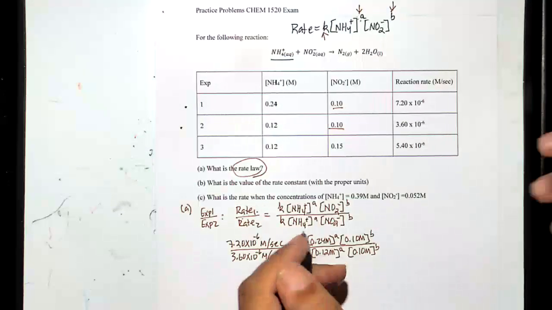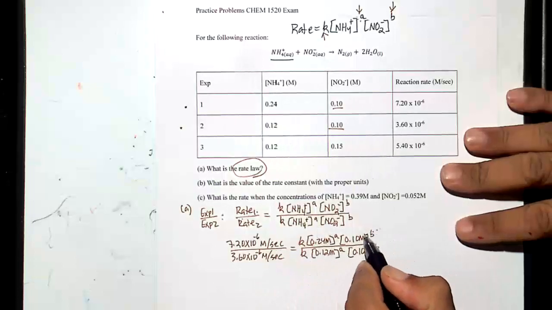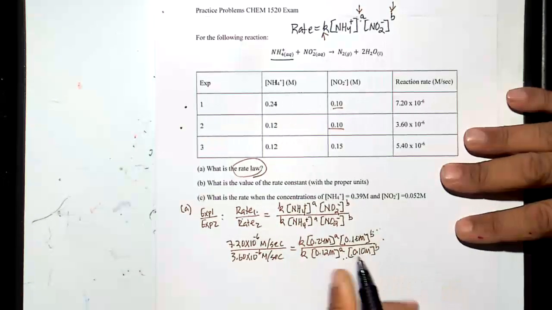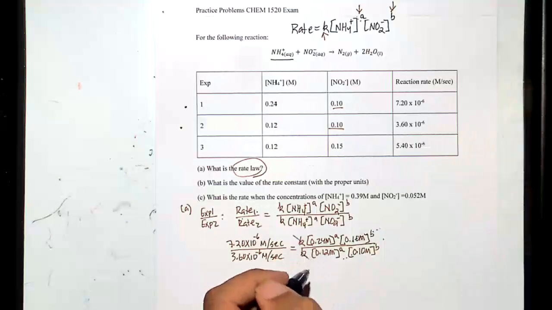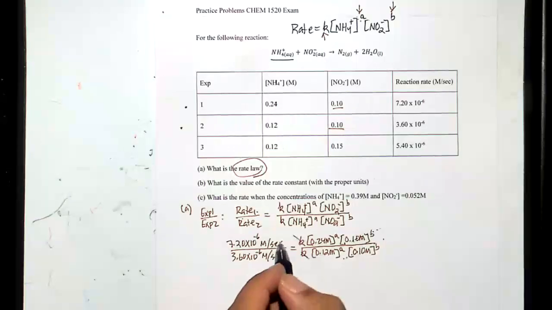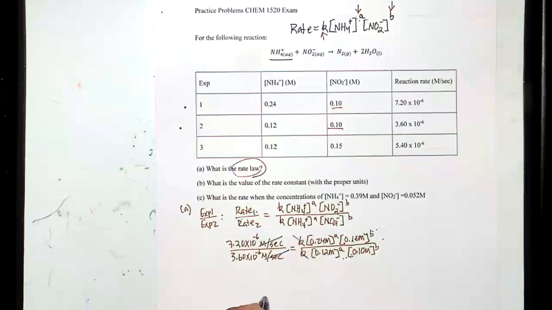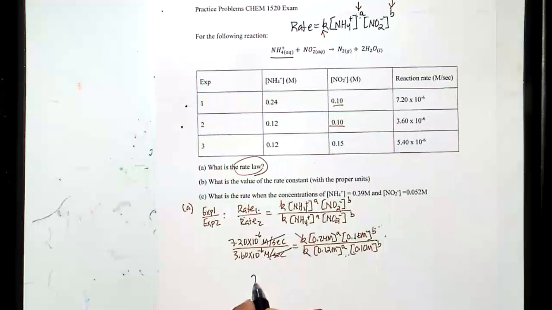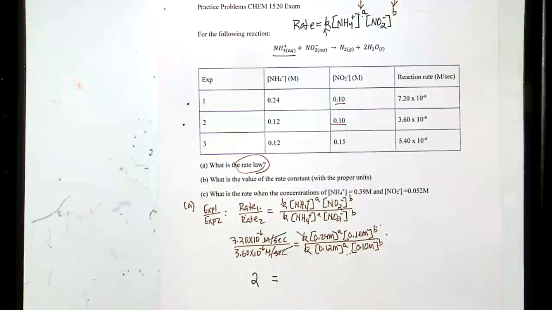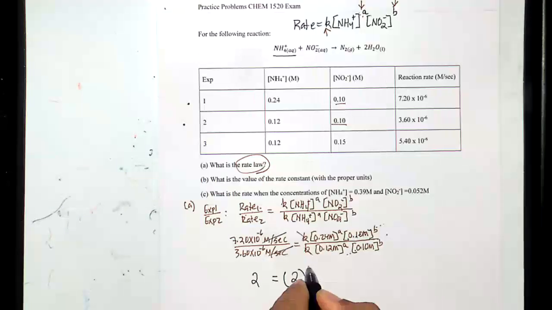Now let's cancel things out here. I'm going to cancel the 0.10 to the power of b, 0.10 to the power of b, and we'll find these k's later. What's 7.20 times 10 to the minus 6 divided by 3.60 times 10 to the minus 6? It's 2. I can do that in my head. And then 0.24 divided by 0.12 is 2, raised to the power of a. So what is a here? 1.